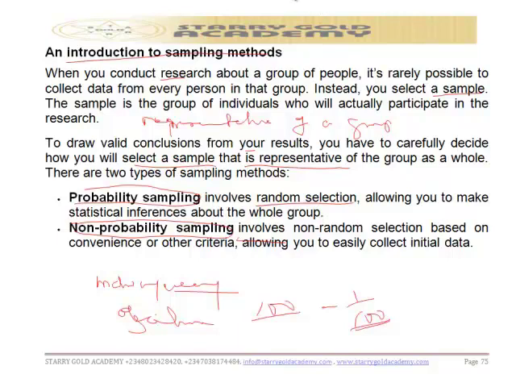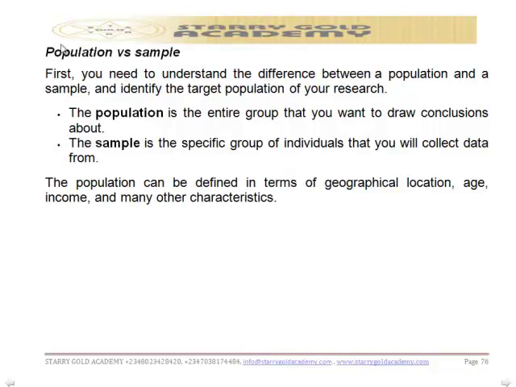That's on that. And when we are talking of population, let's say something regarding that. Population versus sampling. What we are trying to say is that population is the entire group that you want to draw conclusion about, and the sample is the specific group of individuals that you will collect data from. And the population can be defined in terms of geographical location, in terms of age, in terms of income, in terms of any other characteristics that you can deem fit.